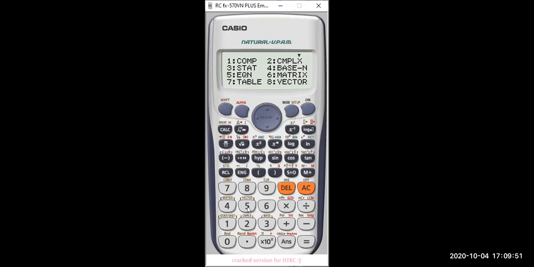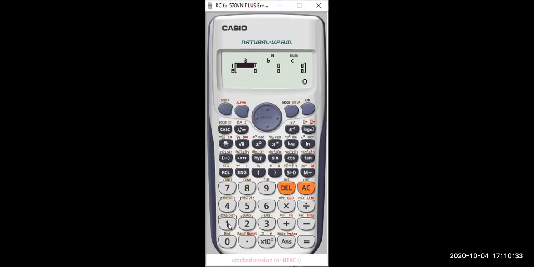Go to mode. Take the calculator and press the mode button. In that, 1 is comp, 2 is complex, 3 is stat, 4 is base, and 5 is equation. Press 5. Then AX plus BY equals C, if it has only 2 variables I can go for this. If it has 3 variables, I can go for this. Then quadratic equation AX square plus BX plus C, and AX cube plus BX square plus CX plus D, for finding the roots. So the first one I will choose.